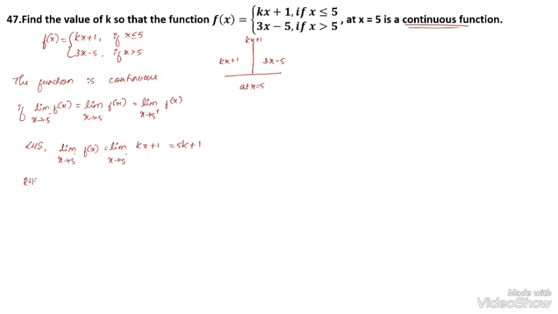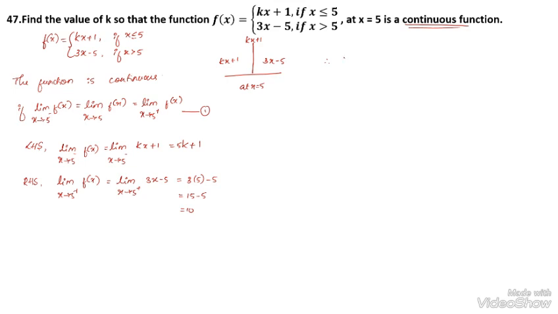Then the RHS part: limit x tends to 5 plus of f of x. What is f of x here? It is 3x minus 5. Now I can take x as 5: 3 into 5 minus 5, which is 15 minus 5, that is 10. By the definition of a continuous function, the left hand limit and the right hand limit are equal.